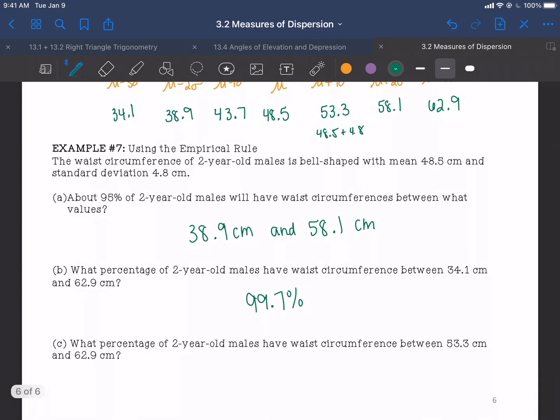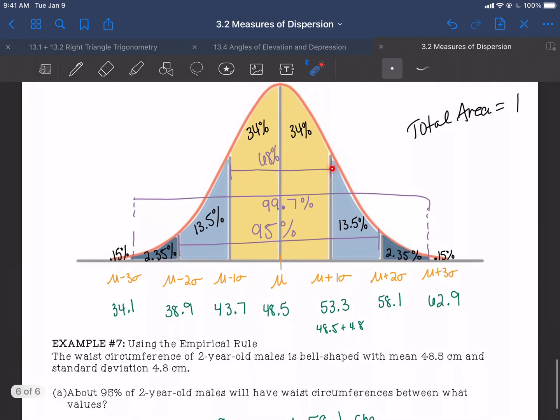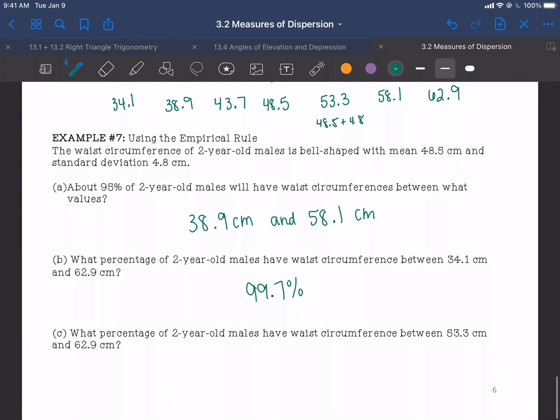And then last, what percentage of 2-year-old males have waist circumference between 53.3 and 62.9? So this is where it's nice to know how to break it down into smaller pieces, because if I'm just finding these two, I'm just going to take the 13.5% plus the 2.35%. Which would give me 15.85% of the data would lie between those two values. All right.